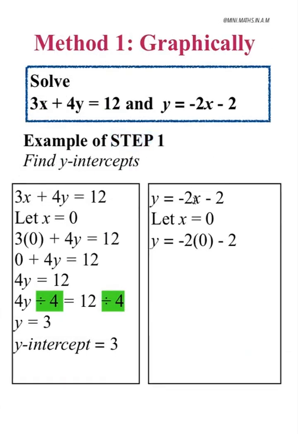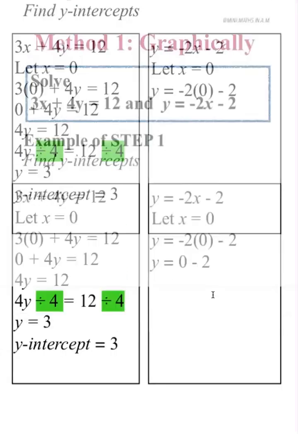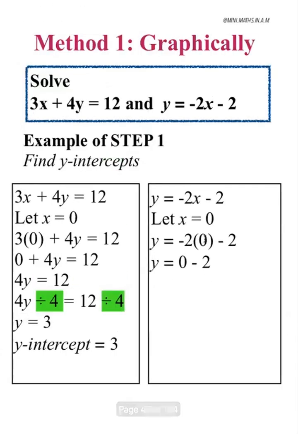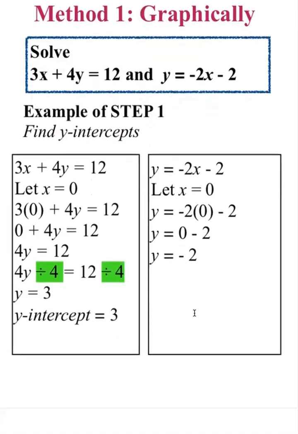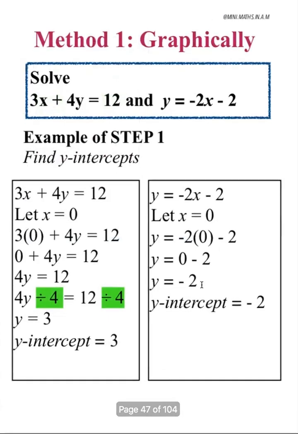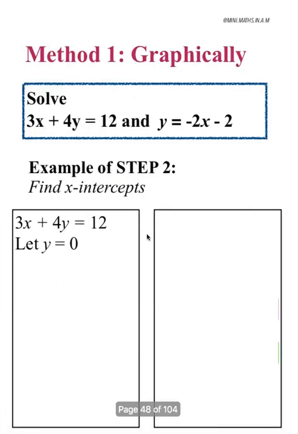So we have negative 2 times 0 minus 2. Now we tidy that up because negative 2 times 0 is the same thing as writing 0. Multiplying anything by 0, you just get 0. So we have 0 minus 2. And 0 minus 2 is the same thing as negative 2. So our y-intercept is negative 2. Now we need to find our x-intercept. So to find our x-intercept, we make y equals 0.